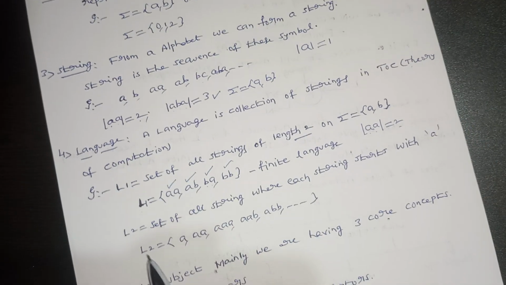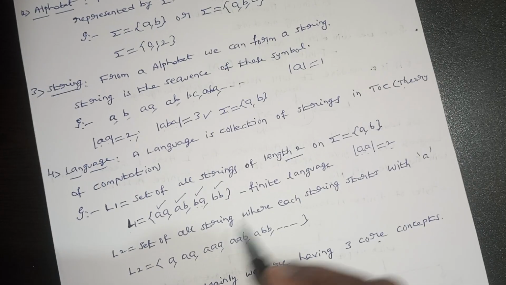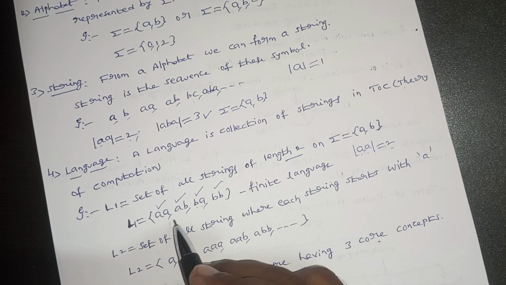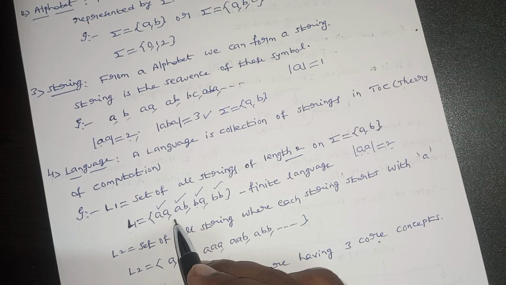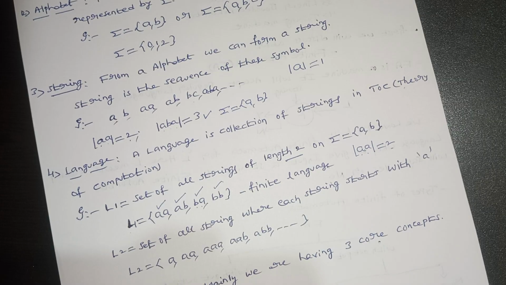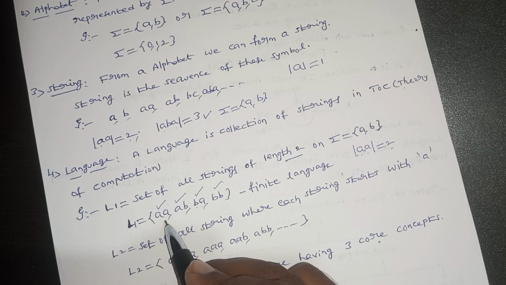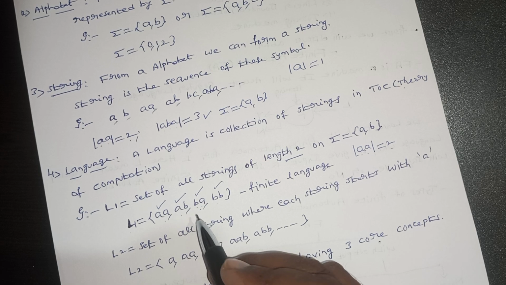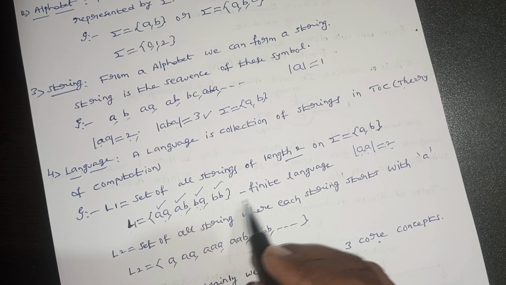Now I am taking one more example. There is one word, finite language. What is a finite language? When you are able to count the number of strings in a language, that is called a finite language. It means I am taking this language. What is the language name? It is L1. So how many strings am I having? 1, 2, 3, 4. I am having a finite number of strings. It means you are able to count the number of strings. Okay, that is called a finite language.